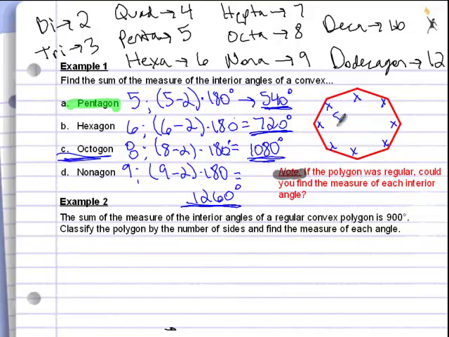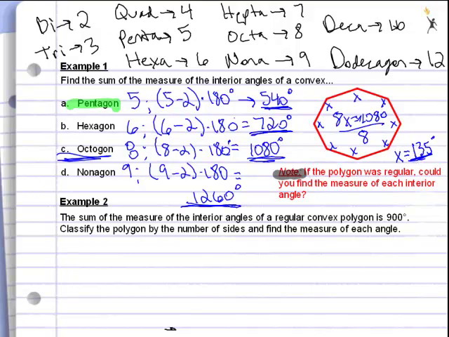So what I get is the problem 8x equals 1,080. Not 10 comma 80, but 1,080. Well, when I solve this and I divide by 8, I find each interior angle to be 135 degrees. You can take the interior angles, as long as the shape is regular, meaning all the angles are the same. You can take the sum and divide it by the number of sides, and you find the measure of each interior angle. Hopefully that makes sense. Let's look at example 2.